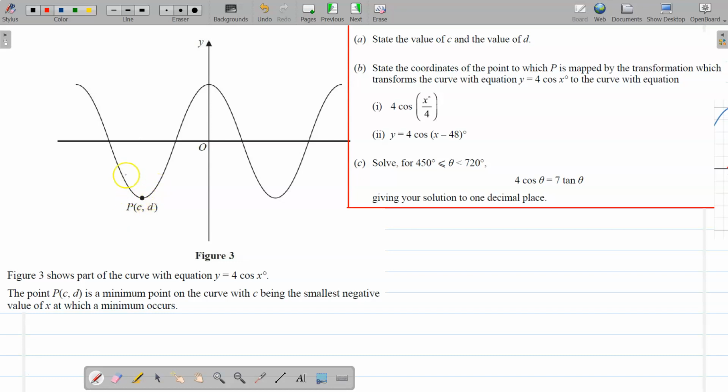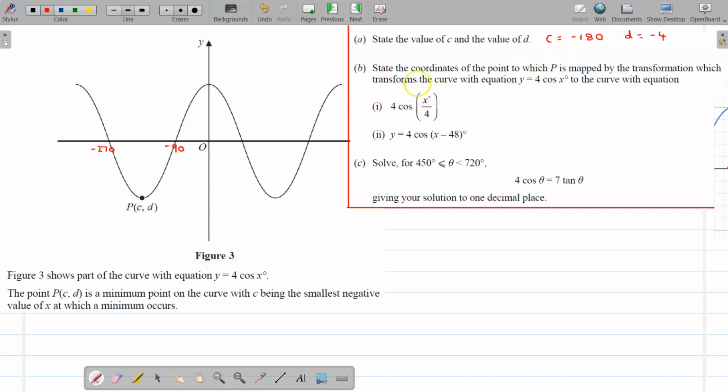Well, we should know that the 4 in front of cos x causes the minimum to go as low as -4 and the maximum to go up to 4. So we know that d is -4, and we should know that this is negative 90 degrees. The low point is at negative 180. This is negative 270, and so on. So using that information, let's write down that C is negative 180 and D is negative 4.